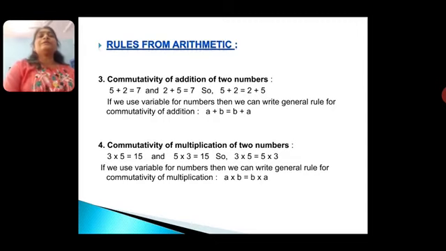Next, commutativity of multiplication of 2 numbers. For 2 numbers 3 and 5, 3 into 5 equals 15 and 5 into 3 equals 15. So, 3 into 5 equals 5 into 3. If we use variables for numbers, we can get the general rule for commutativity of multiplication, that is a into b equals b into a.